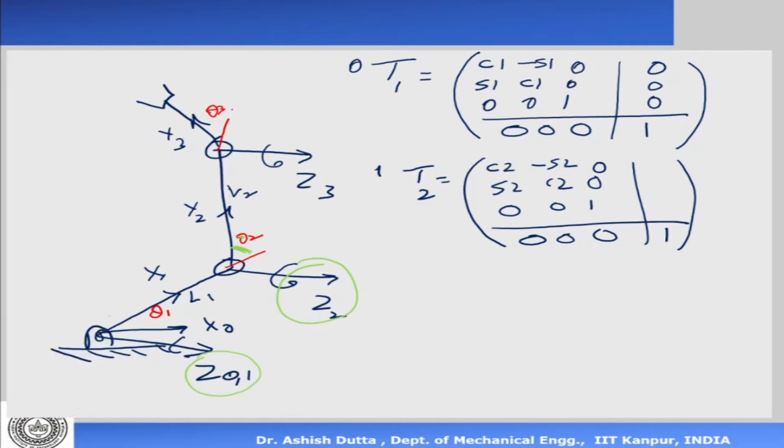The distance between the origins is this distance, and it is along the x-axis. So the distance between the origins is a distance of L1, and there is no distance in the y and the z direction. So this is how we write the homogeneous transformation matrix.